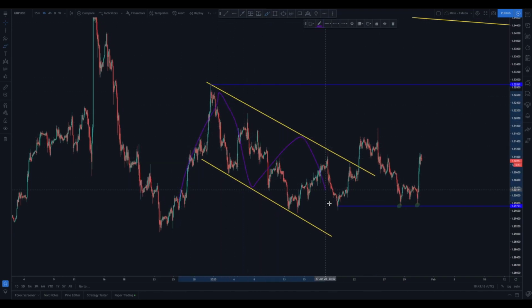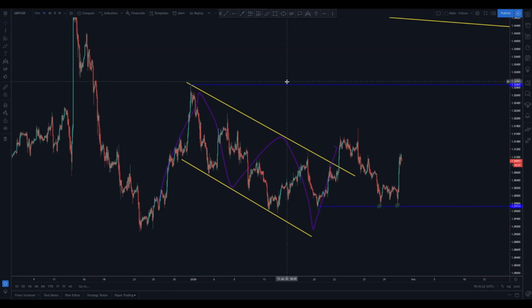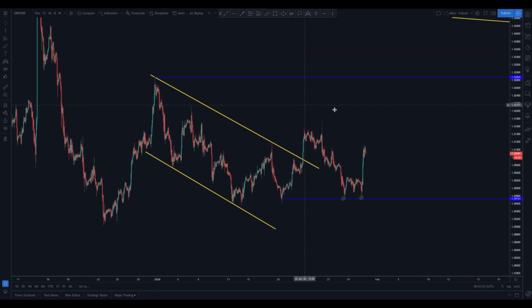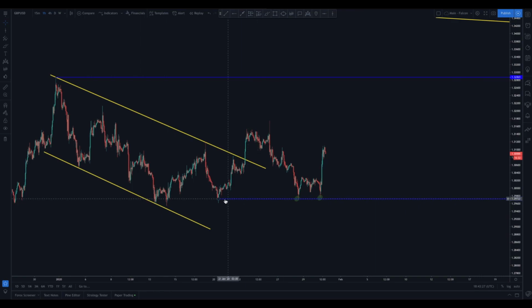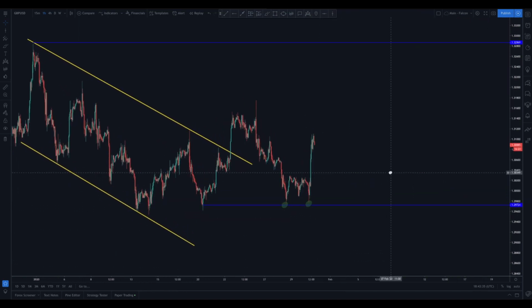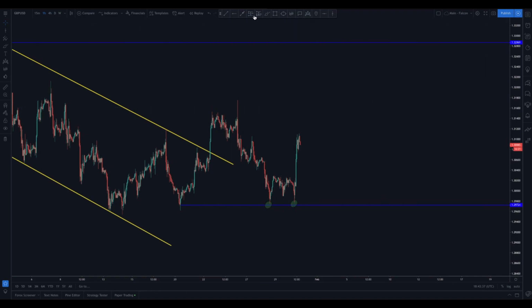Impulse, correction, impulse. Then what happened? Price got sort of caught in this area here, and therefore it retraced to the downside, creating this double bottom. But the double bottom took place at 7 o'clock this morning. So what do we know about the nature of a double bottom, or a double top in this case? Okay, so double top. We are expecting after the second touch, a move to the downside.